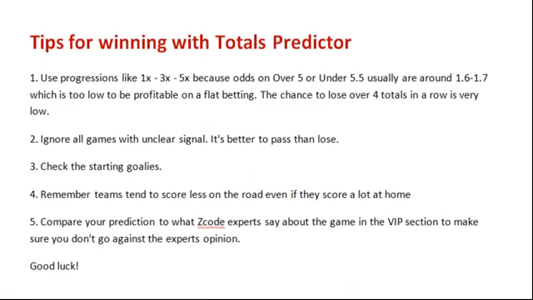And here are some important tips about winning with the Totals Predictor. Use progressions like 1x, 3x, 5x, because the odds on over 5 or under 5.5 are usually around 1.6 to 1.7, which is too low to be profitable on flat betting. The chance to lose over 4 totals in a row is very low. Ignore all games with an unclear signal. It's better to pass it over than to lose.